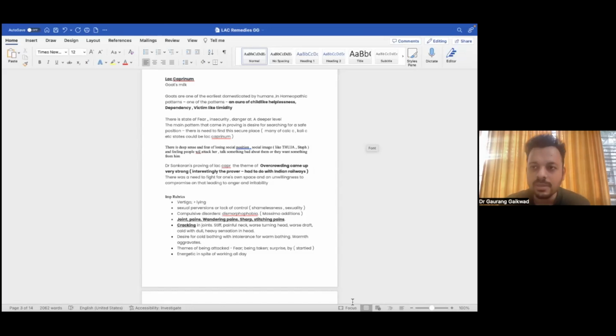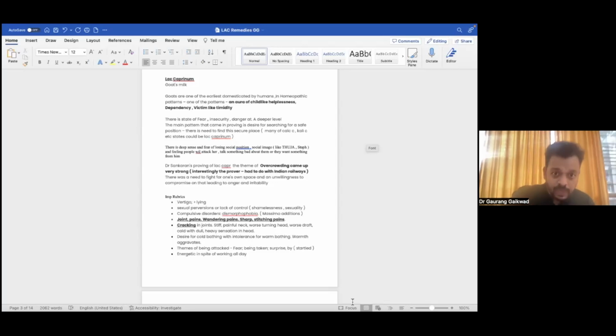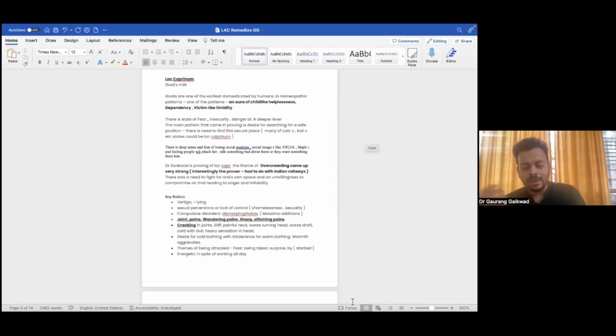You know that goats are one of the first domesticated animals by humans, and they were used for everything, from milk, from meat, for traveling, and so on. In homeopathic patterns, one of the main patterns you see is a lot of childlike helplessness, a state of a victim, a very timid, shy, victim-like personality. So there is an aura of a very innocent, childlike helplessness. And that's why they often look like the Baryta, the Kali, the Calcarea, the Silica. Many of our cases which we feel are Calcarea, Kali, Baryta, somewhere in between, but we are not sure, could actually turn out, when you study at a much deeper level, to be lac caprinum.